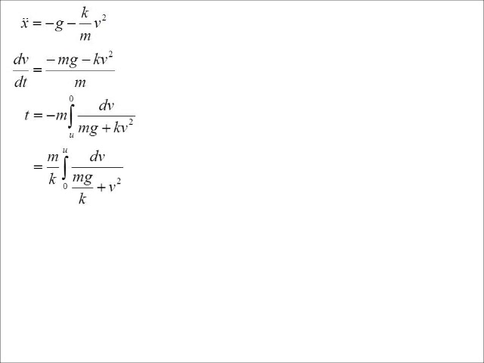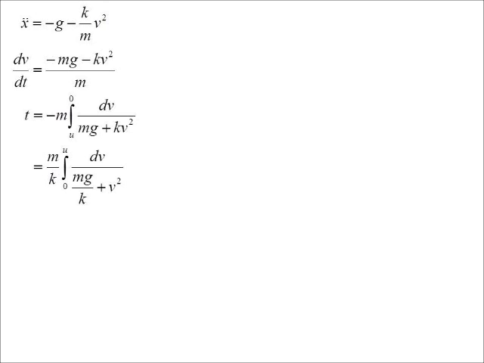So acceleration is equal to minus g minus k on m v squared. This time I'm going to use dv to t because I now want to find the time it takes. So I want to link velocity and time together. So I'll use dv to t. Similar thing, turn it upside down. This time though, it's dv on mg plus kv squared.